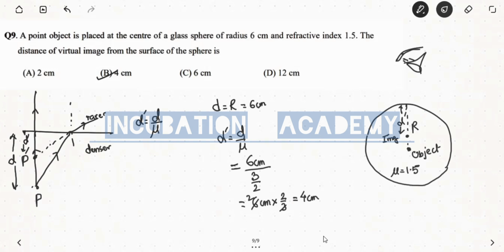The person will see the point object which is placed at the center lifted by 2 cm. He will see it at 4 cm depth, not at 6 cm. He can't see the object at its real location.